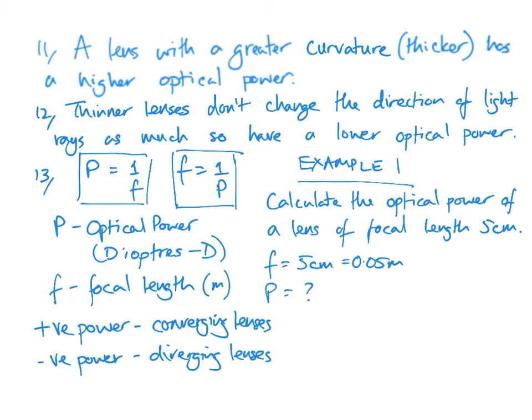Now in some ways this is an easy formula because there's only ever one thing you've got to put into it. It's not like V equals IR. You don't need a current and a resistance and so on. So the formula is P equals 1 over F. Substitute in then, P equals 1 over 0.05. If you do that in your calculator, then you'll get the answer of 20 diopters.